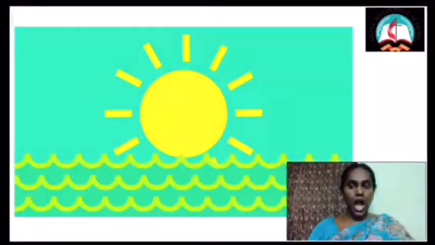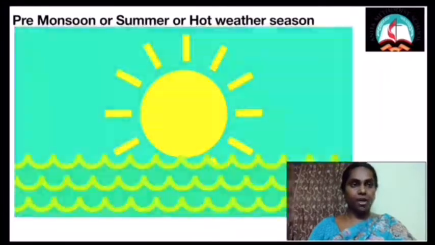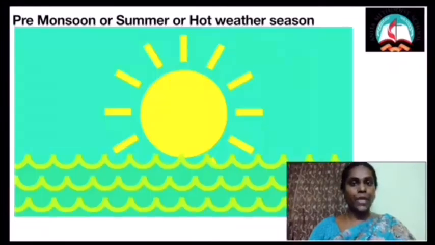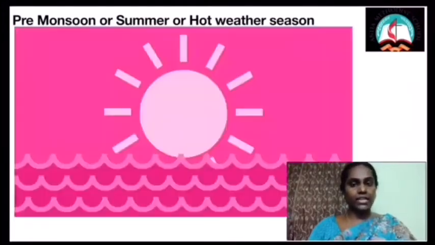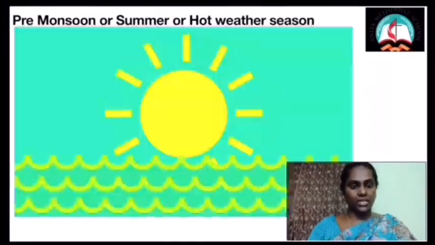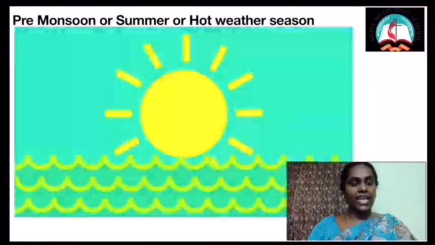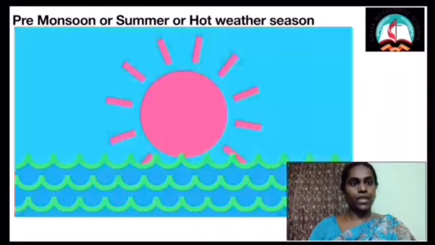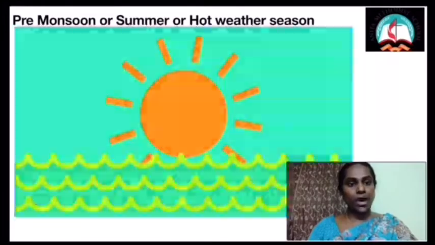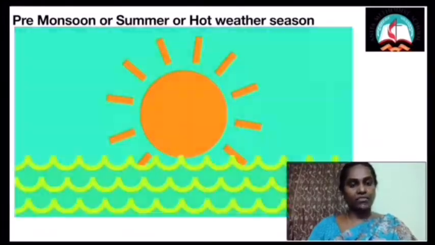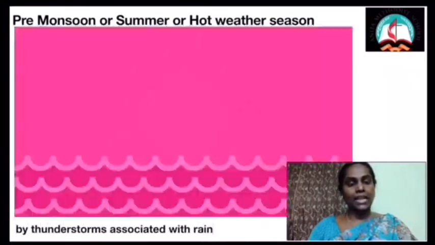Summer or hot weather season. During this season, the vertical rays of the sun fall over peninsular India. Hence, there is a steady increase in temperature from south to north. It is practically hot and dry in the entire country in the initial part of this season. Weather over the land areas of the country is influenced by thunderstorms associated with rain and sometimes with hail, mostly in the middle and later part.